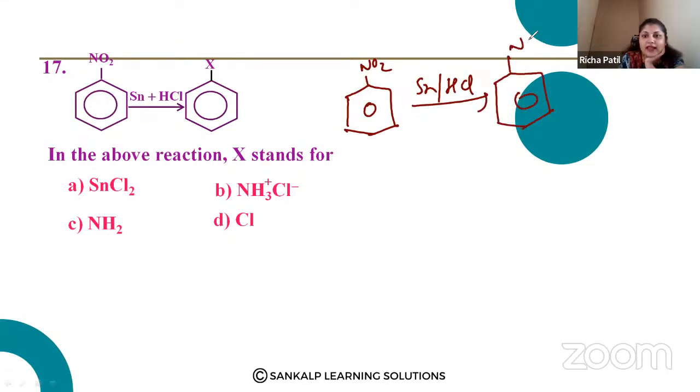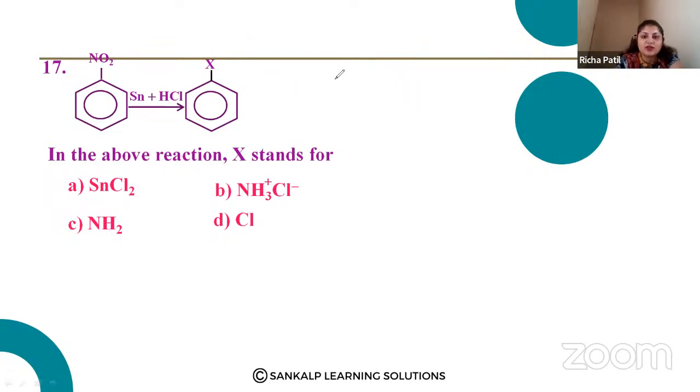Yes, it is NH2, aniline. Okay, correct. So X is your aniline. So I hope you have understood these reactions. So we'll solve the next one.